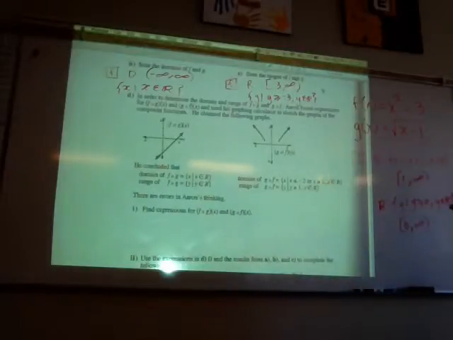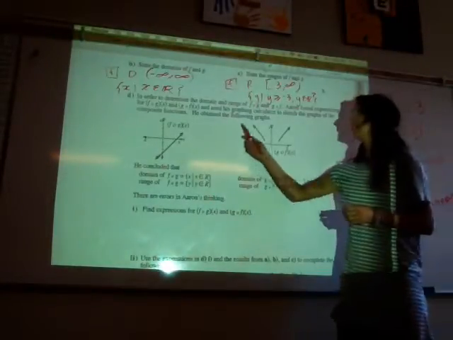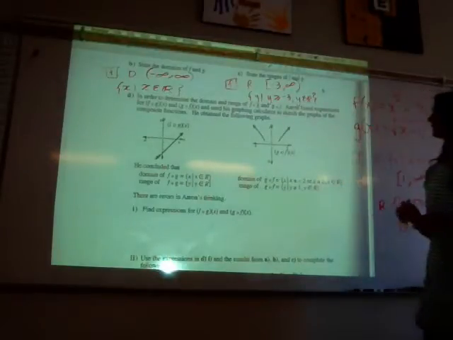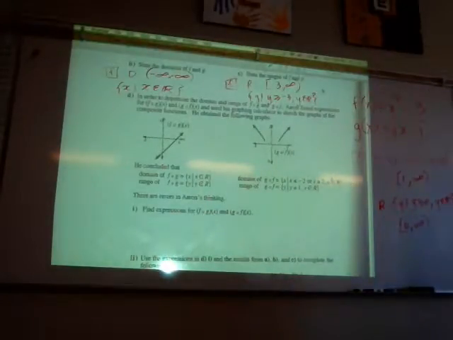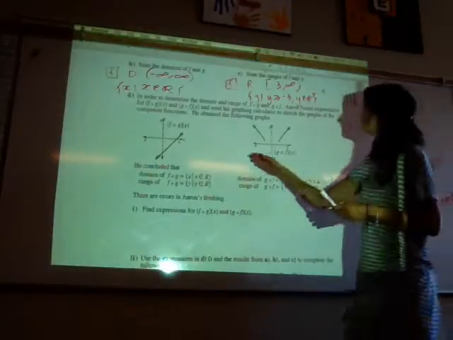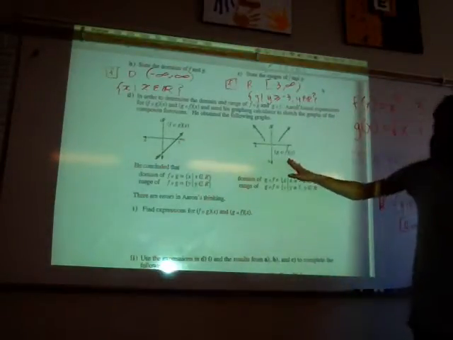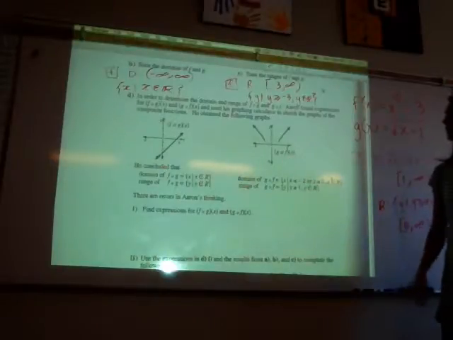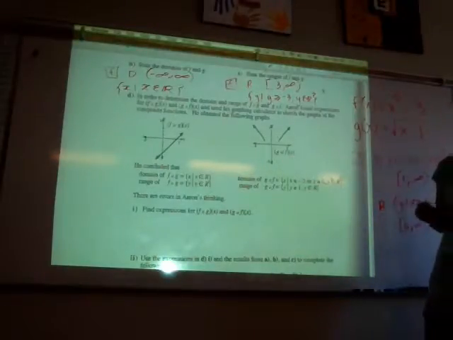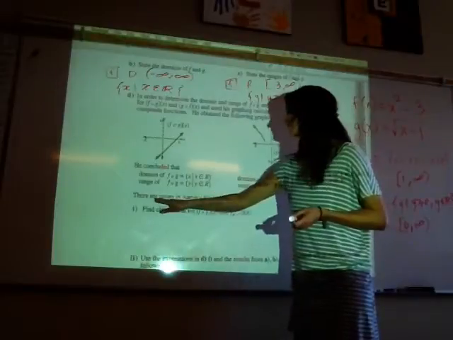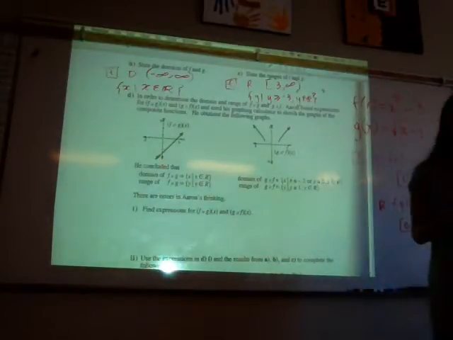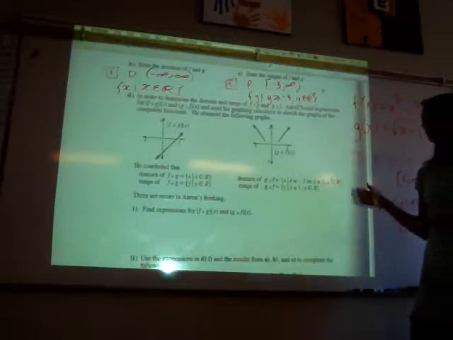Okay, so for part D, in order to determine the domain and range of f of g of x and g of f of x, Aaron found expressions for f of g of x and g of f of x and used his graphing calculator to sketch the graphs of these composite functions. Okay, so on the left, he's graphed f of g of x, and on the right, he's graphed g of f of x. Okay, basically, if we read further down, it says that there are some errors in Aaron's thinking. So let's just take a look at what he came up with.